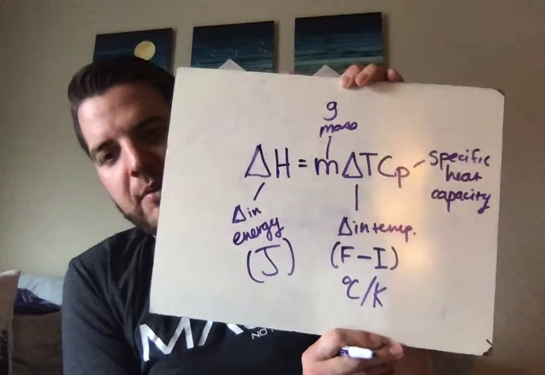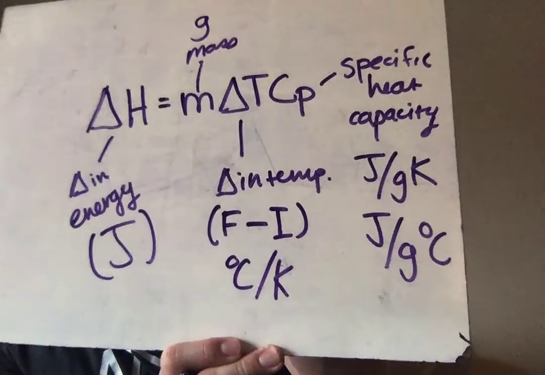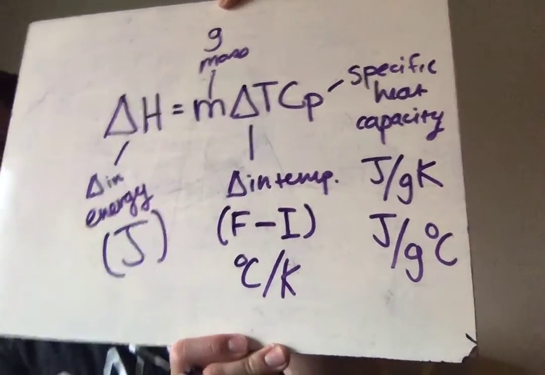Oftentimes, it's probably going to be in degrees Celsius, but it doesn't really matter which one they're in as long as they're both in the same thing. And then specific heat capacity is joules per gram Kelvin or joules per gram degrees Celsius. Okay, so those are the correct units. It says be able to solve for any variable. That's basic algebra. So make sure that you are recognizing if something is multiplying, you need to divide it to get rid of it.